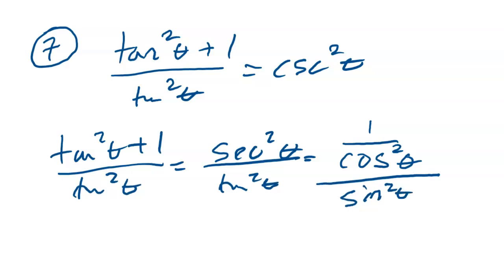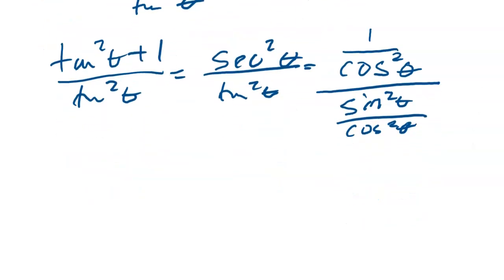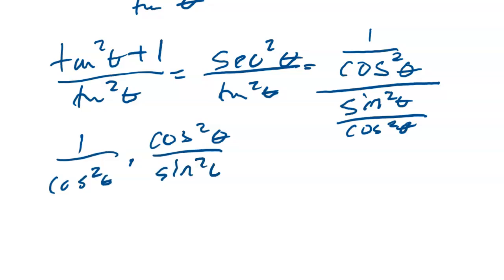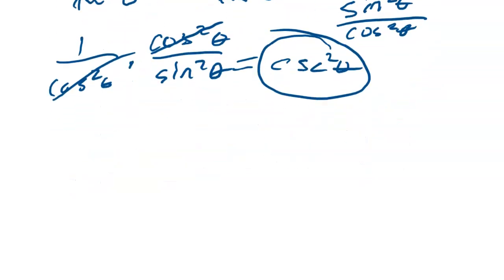Tangent is sine squared over cosine squared theta. And when I'm dividing fractions, I multiply by the reciprocal. So I get 1 over cosine squared theta times cosine squared theta over sine squared theta. The cosine squareds cancel out. You get 1 over sine squared, which is just cosecant squared theta as my answer.